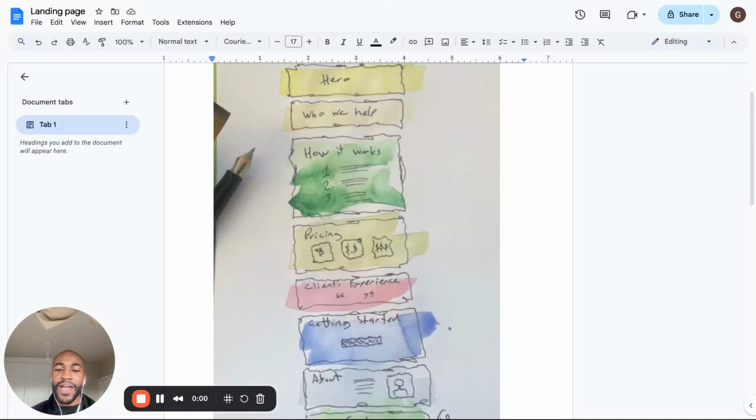Welcome, folks. Today I want to talk to you about landing page structure and what structure you need depending on the traffic, or depending on where the customer is in the buying journey.